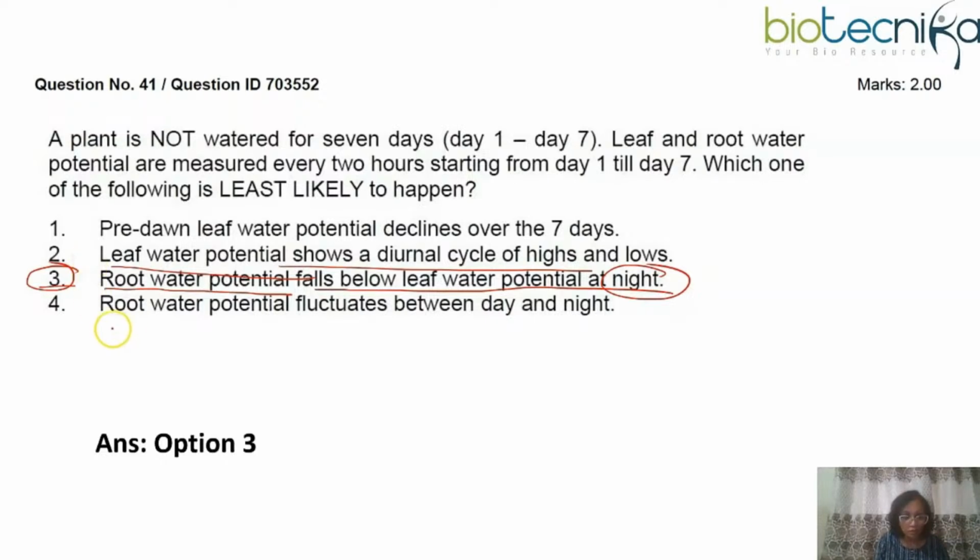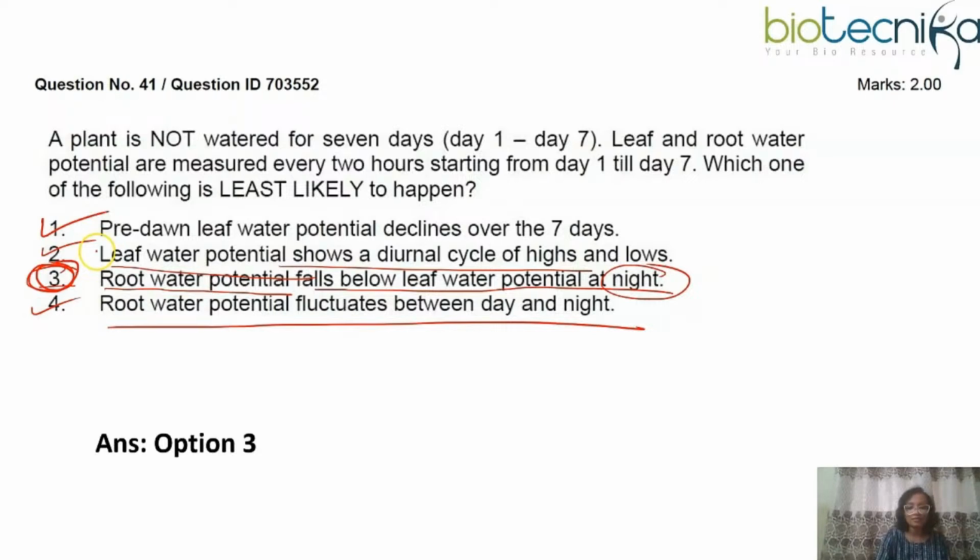Even root water potential fluctuates between day and night for the same reason. So 1 happens, 2 happens, 4 happens. It's number 3 that is the least likeliest to happen, and that's why the answer is option 3.